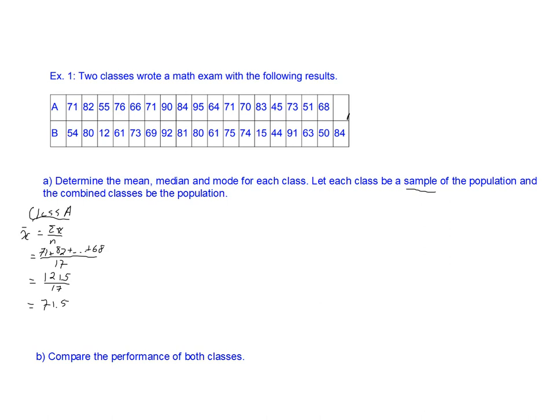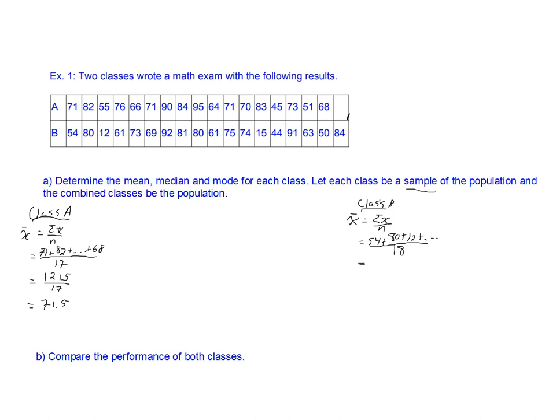Okay, so that's the mean. I guess we could do the same for Class B. I'm worried I'm going to run out of room here, but we'll try to squeeze it in. So Class B, maybe right here. Same idea. The sample mean is just the sum of the x values divided by the number of them. So we'll take 54 plus 80 plus 12 plus and so on, divide by however many. In this case there are 18 of them, so there's one more, and that's okay.